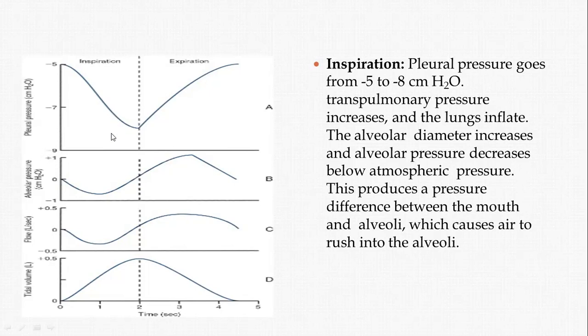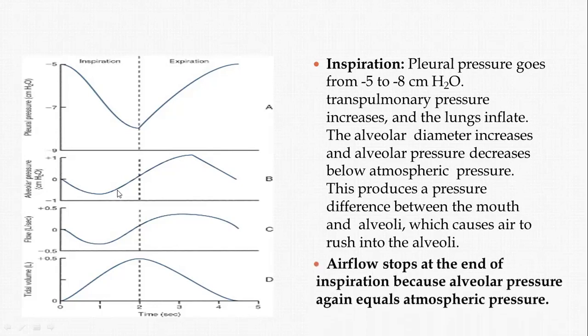So the pressure here and the pressure here. That pressure difference will cause the volume to change and the air will be gushed inside the alveoli. Airflow will be stopped at the end of inspiration because the alveolar pressure again becomes atmospheric. So when it reaches the atmospheric level again, the airflow automatically will be stopped.